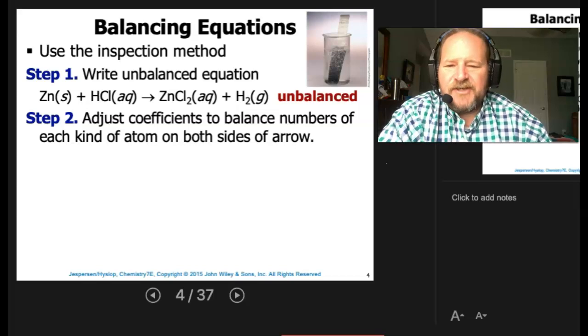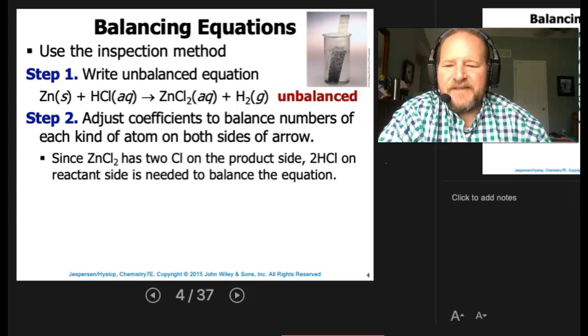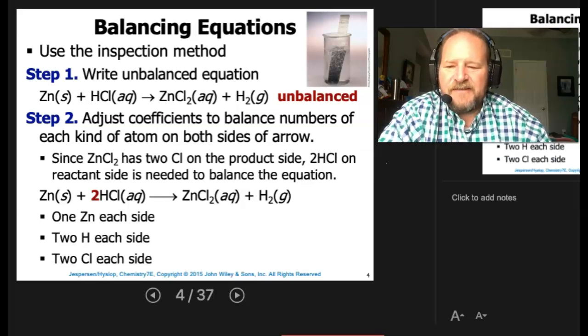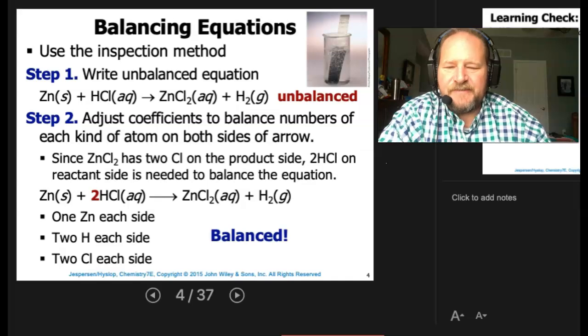Next, we're going to adjust our coefficients. Since ZnCl2 has two chlorines on the product side, we know we're going to need two HCl in the beginning. Now we'll just check to see if it's balanced, and of course it is, right? So that's balancing by inspection. You can do them pretty fast.